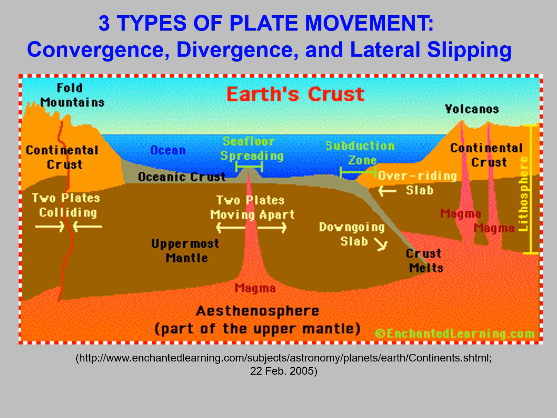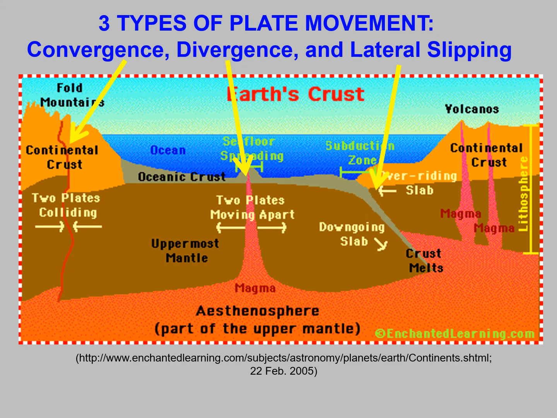We see three types of plate movement. The first is the one that I've just talked about, divergence, where magma comes up from the core of the Earth and moves the seafloor apart. The second is convergence, where two plates collide. When two plates collide on land, we end up with folded mountains.